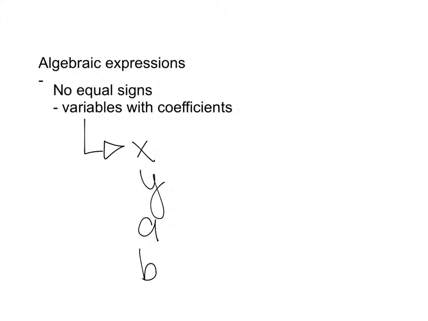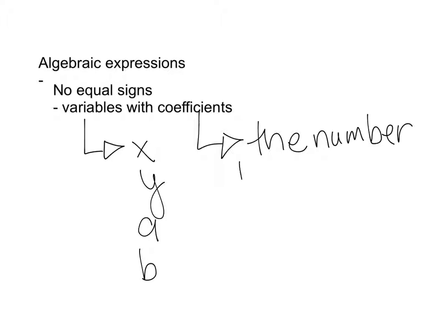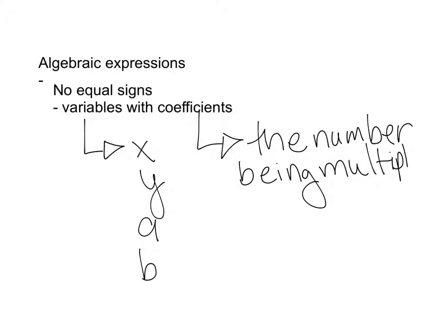Coefficients is a term that some people can go their whole high school career and never really learn. The coefficient is the number being multiplied by the variable.